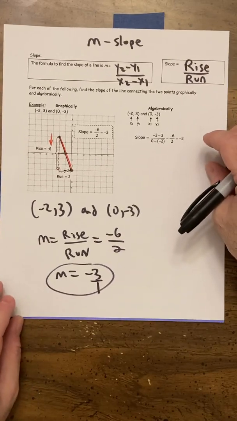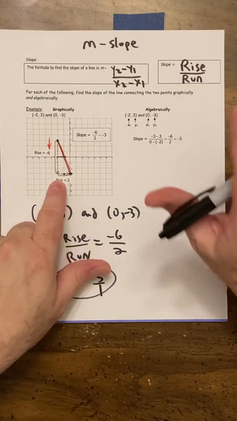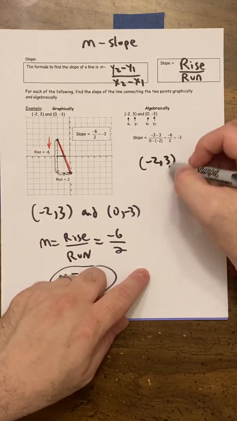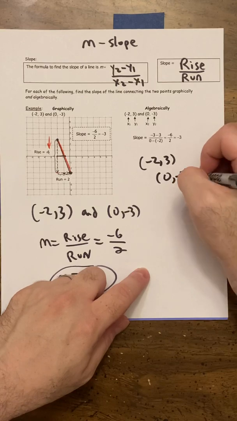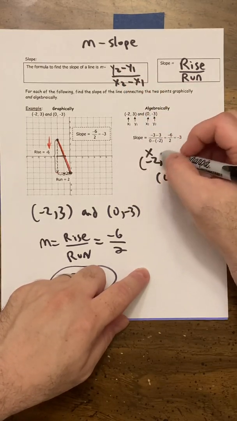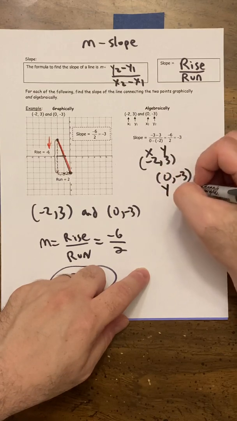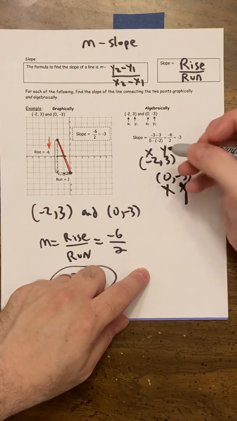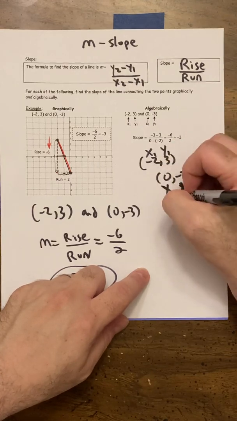Now, what about algebraically? If you don't have a graph, or you prefer to do it algebraically, you take the points. I'm going to rewrite them one more time, -2, 3, and 0, -3. And we're going to use this formula. Now, we have to remember the left number is an x, the right number is a y. And we could call this x1, y1, and x2, y2.